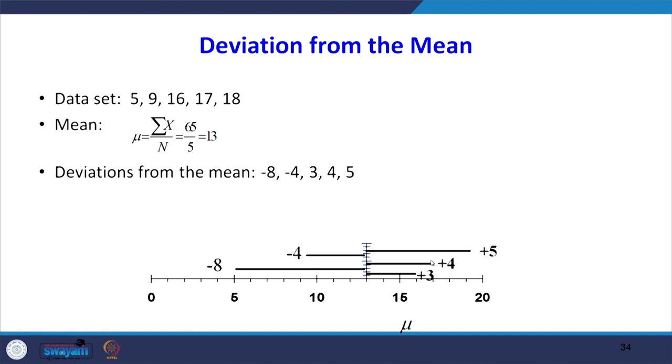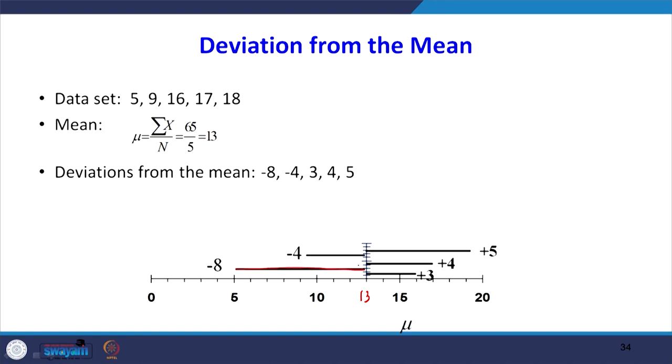Now, we will go for deviation from the mean. The data set given is 5, 9, 16, 17, 18. To find the deviation from the mean, first find the mean, which is 13. Suppose there is a graph, and this is 13. See the first value 5: the difference is 5 minus 13, that is minus 8. This distance is your first deviation.